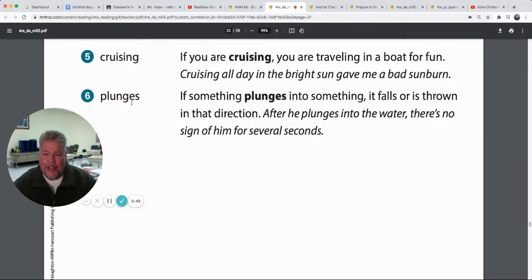And plunges. If something plunges into something, it falls or is thrown in that direction. I'm thankful I didn't plunge into the ocean by falling off my cruise ship, right? After he plunges into the water, there's no sign of him for several seconds. So plunges, you fall or are thrown into something or thrown in a certain direction.